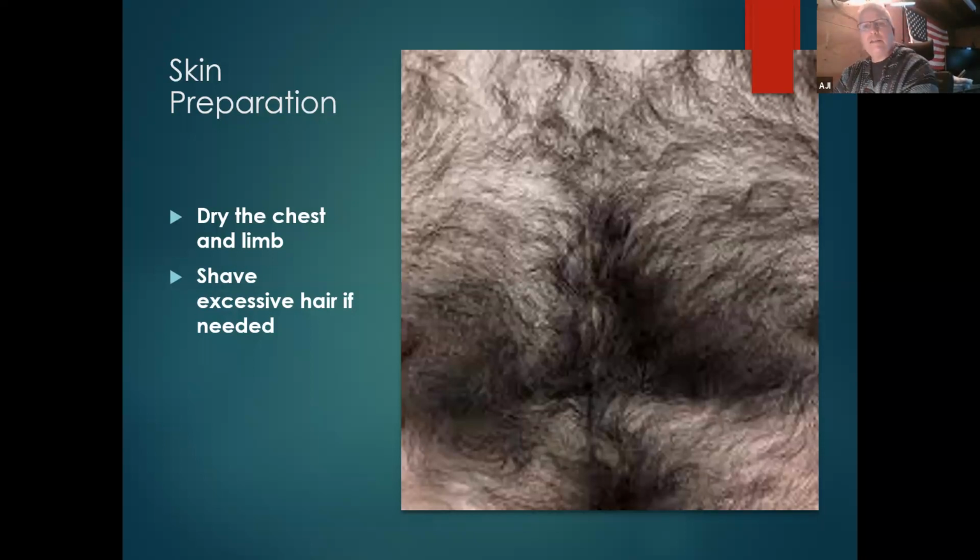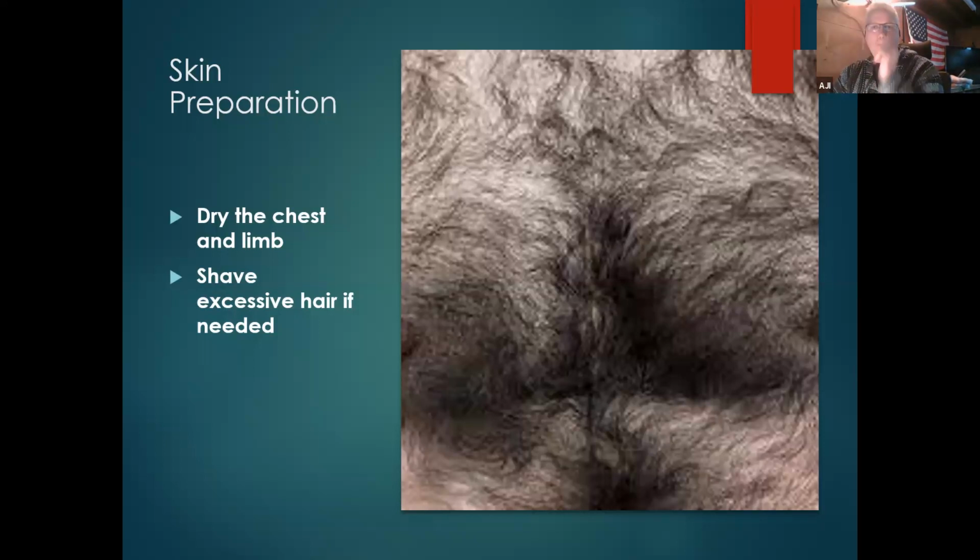Disclaimer again, this is not to specifically show you how to do an EKG with a LifePak 15 or with a Zoll monitor or with any other commercial monitor that's out there. This is to talk about placement, transmission, and the whys we need to do this.